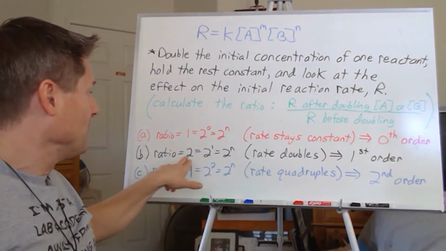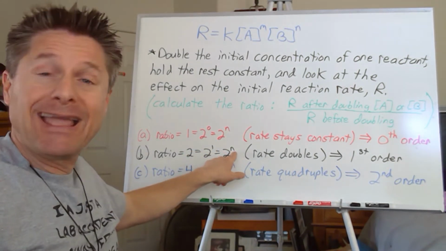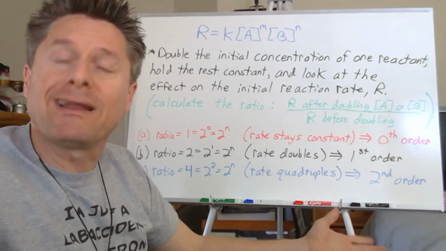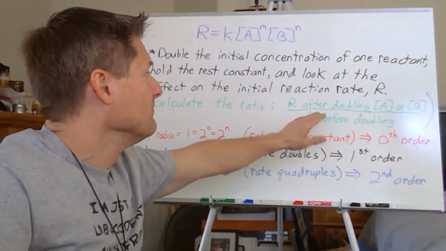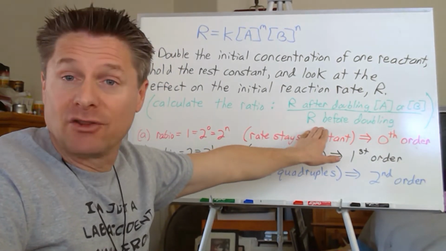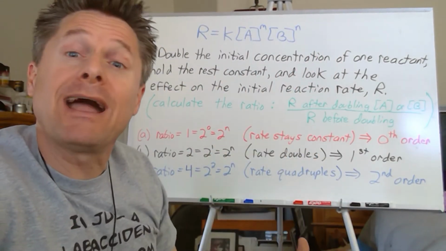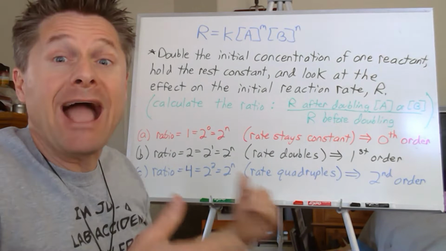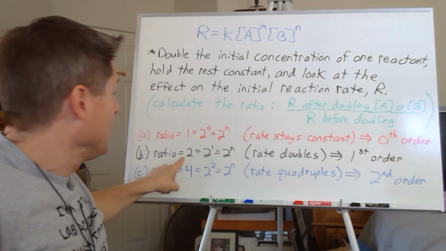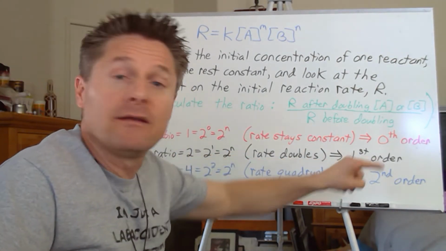It doubles. Well, 2 is the same as 2 to the 1st power, or 2 to the n. So in that case, the exponent would be 1. That means it's 1st order with respect to that particular reactant. For example, if I take the initial concentrations of A and B and measure the reaction rate, and then I hold A constant and double the concentration of B, and the reaction rate doubles, right? Well, that divided by that would be 2, which means 2 to the 1. That means it's 1st order.